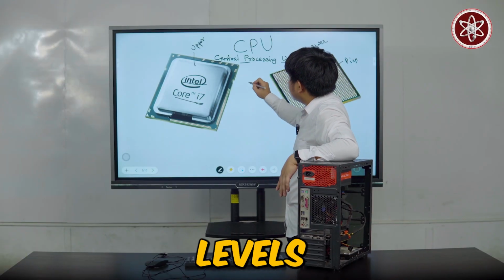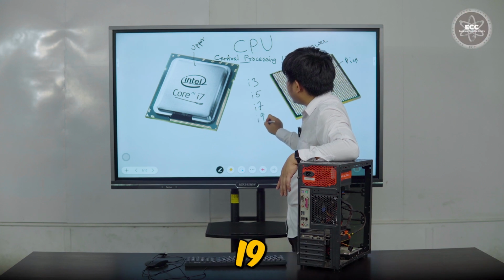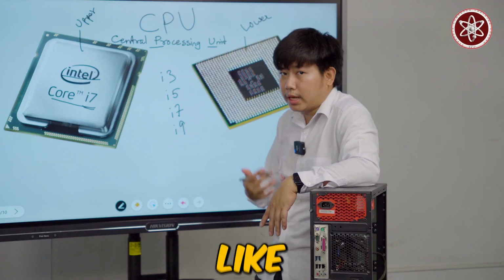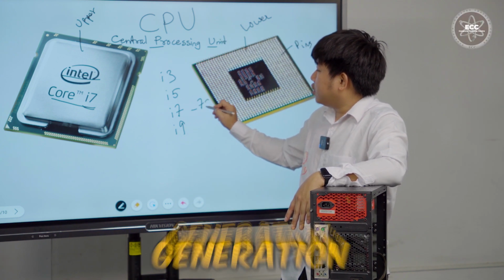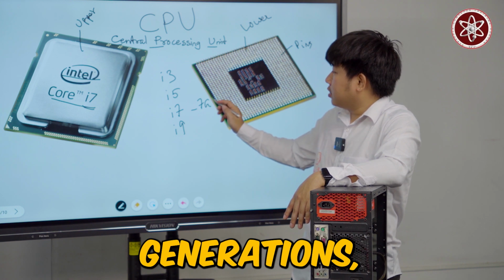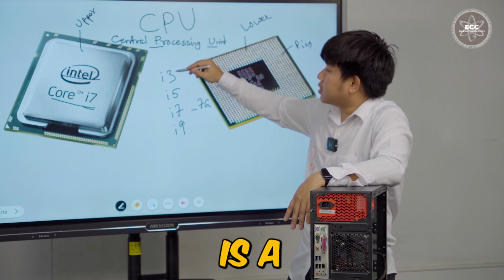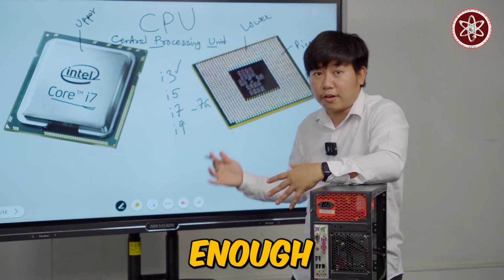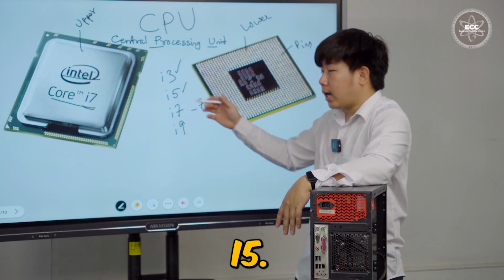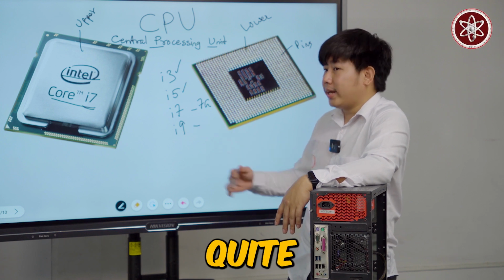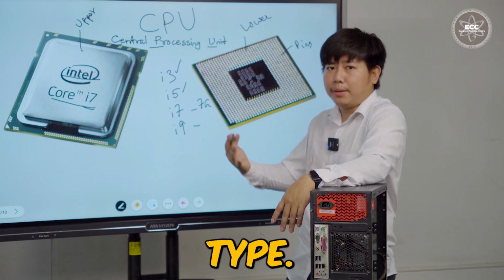There are a lot of levels, starting from i3, i5, i7, and now there's i9. And after that, there are so many generations. My laptop, for example, has an i7 of 7th generation. With the different generations, the higher, the better, the faster the clock speed. i3 is the slowest clock speed, but it's still enough for some office work. If you're a gamer, at least I recommend i5. i9 is quite expensive, but you get the best performance with it. So i7 is in the middle, a balanced type.